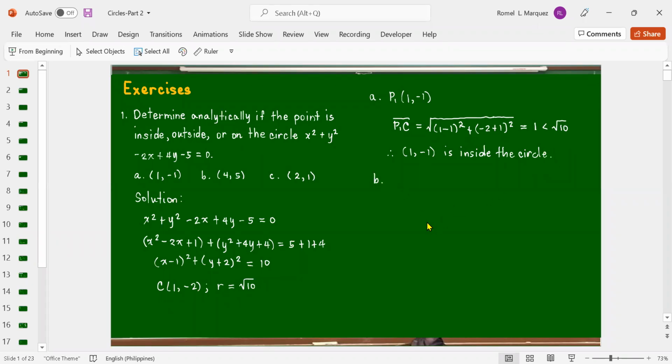Okay, what about letter B? Let's call this P2, the coordinates (4, 5). Let's get the distance of P2 from the center. Getting square root of (1 minus 4) quantity squared plus (negative 2 minus 5) quantity squared. This is equal to, the radicand is 9 plus 49, so that is 58. So square root of 58 is the distance, and this is greater than square root of 10. Hence, we say that the point (4, 5) is, where? Outside the circle. Okay? Any question with that?